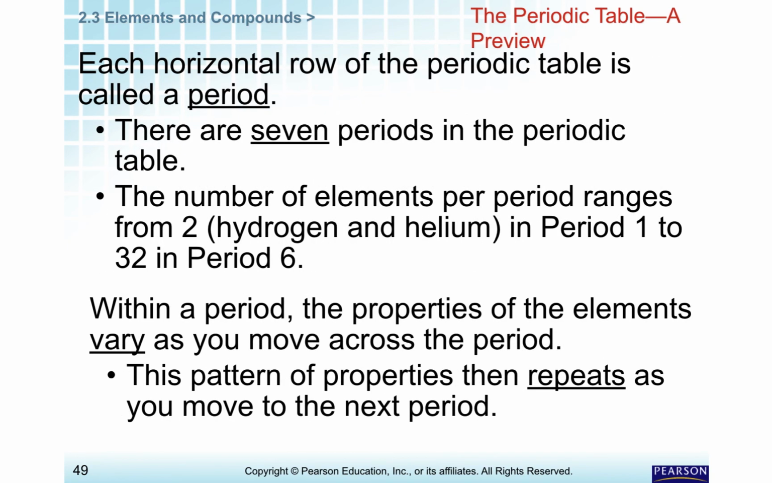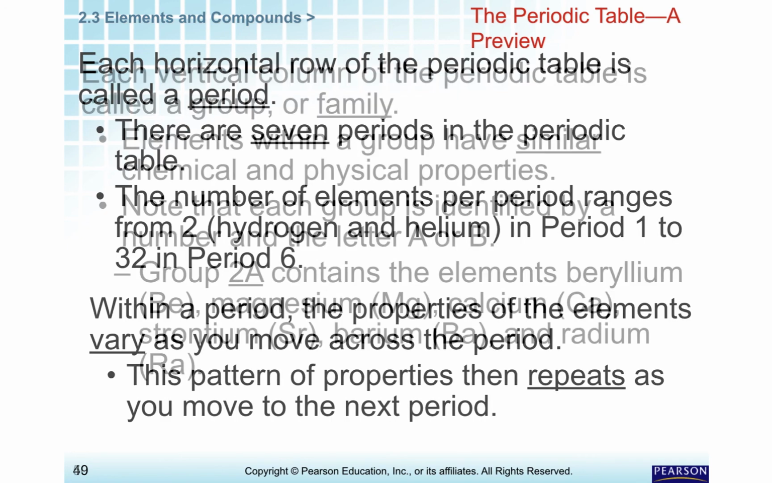Each horizontal row is called a period. There are 7 periods in the periodic table. The number of elements per period ranges from 2 in period 1 to 32 in period 6. Within a period, the properties of the elements vary as you move across the period from left to right. This pattern repeats itself as you move to the next period. That's why it's called a periodic table, because it repeats periodically.